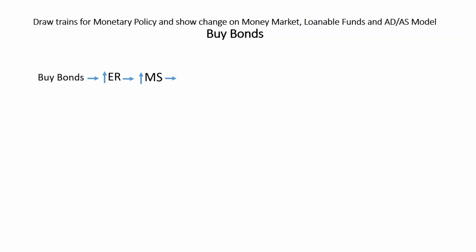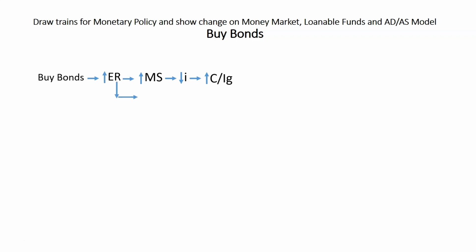So with an increase in the money supply, that causes a decrease in the nominal interest rate. That causes an increase in consumption and investment spending. The real focus is on consumption here when we talk about nominal interest rate.